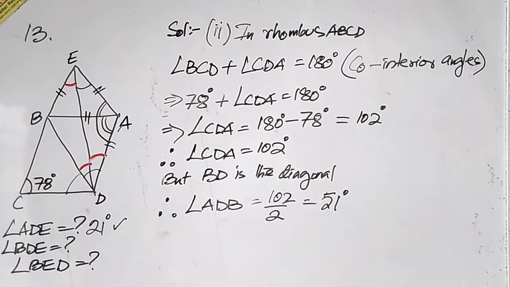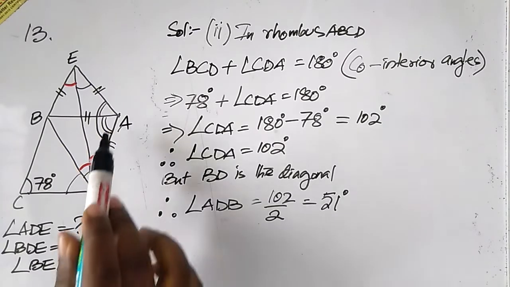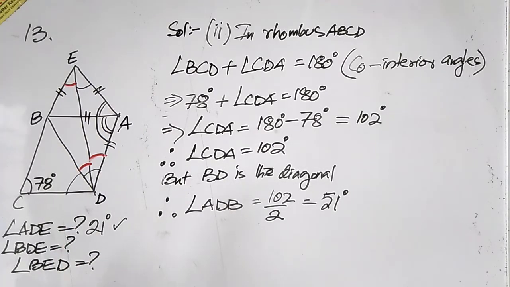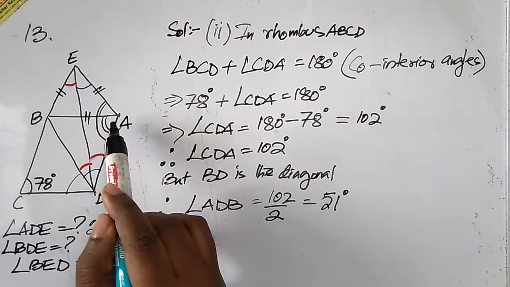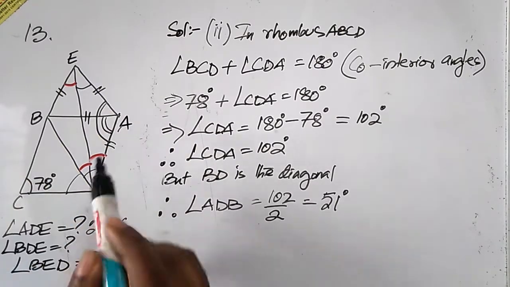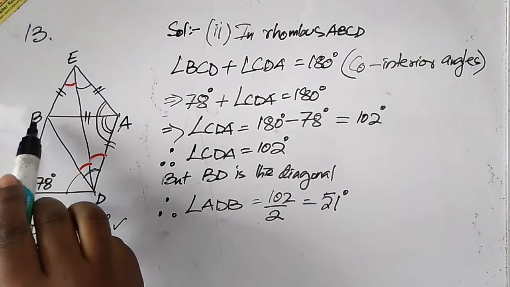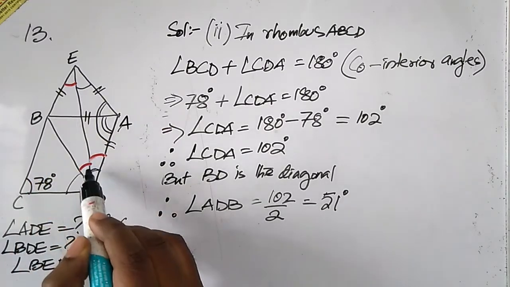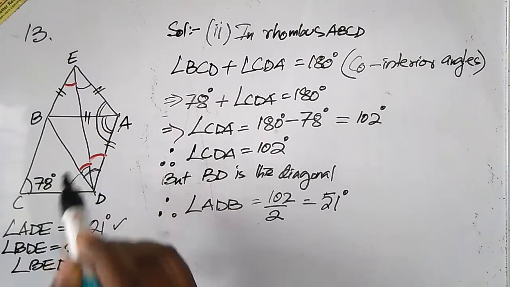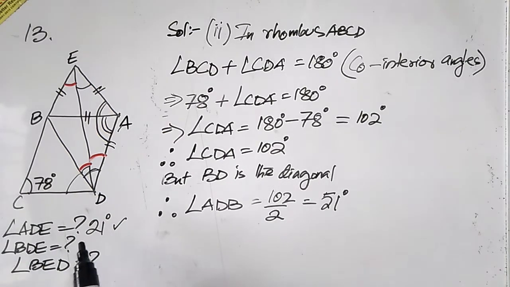So till now we have found which angle? Angle ADB. That is 51 degrees. Now if you notice here, angle ADB is already found, this angle. We have to find angle BDE. Which is that angle? Angle BDE. This angle, right? So what we are going to do, we are going to do some subtraction.